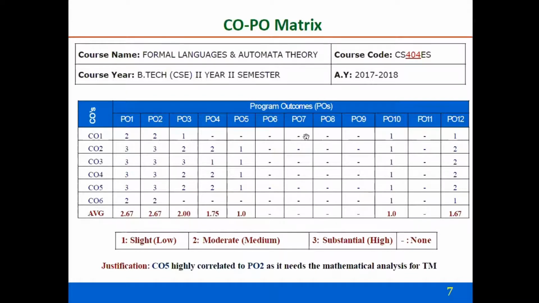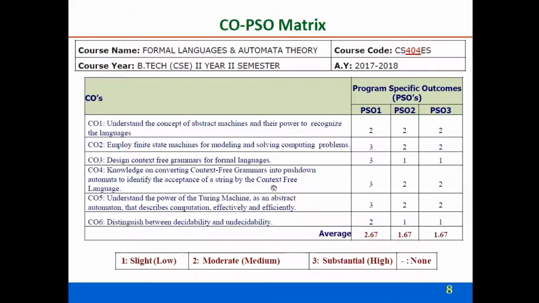Whichever POs are not mapped, you can simply leave blank. Now after finding these weighted averages, they are used for computation of the PO-PSO attainment of this course. So we will use this weighted average, multiplied with some other values that we will discuss in upcoming sessions. So this matrix you need to map properly, then you have to find the weighted average for each and every PO. Similarly, you can do the same for PSO also.